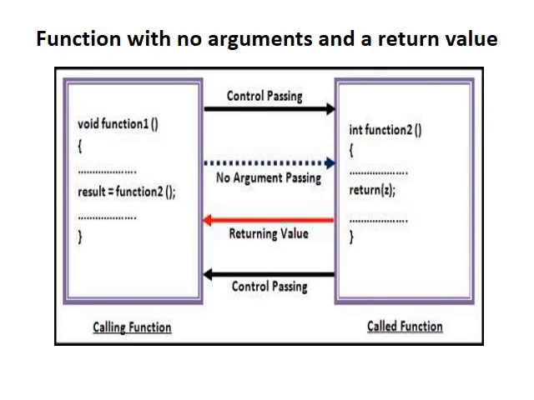So once result equal to function 2 is executed, control goes to function 2. Then in function 2 some task is performed, then return z. So z contains the return value that will be sent, then control will be sent back to the calling function, and the value stored in z will be copied to the variable result. This is the way in which we are supposed to call a function which has no argument but returns a value.